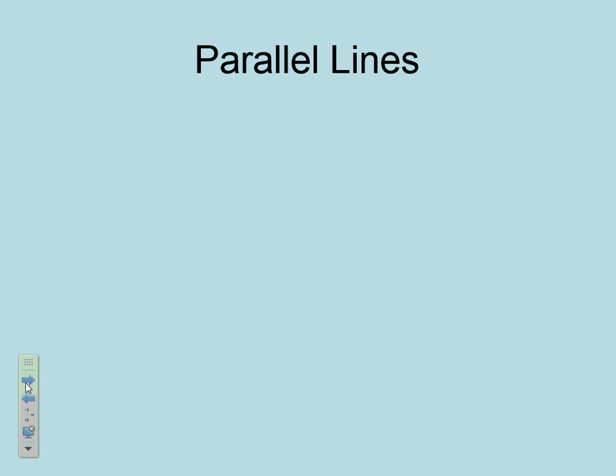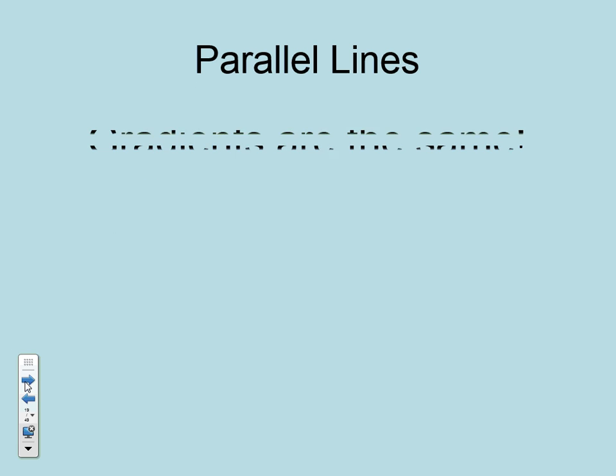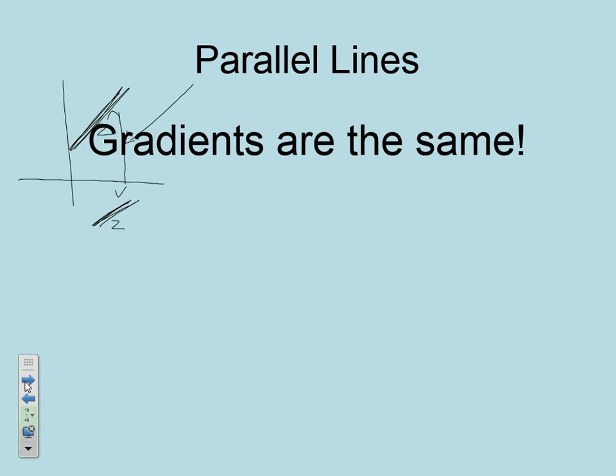Parallel lines. We had in lesson 1 a straight line here that had a gradient of 2, and there was another one down here that also had a gradient of 2. And I suggested that these two were linked by a certain word, and the word was parallel. The big thing you need to remember is that for parallel lines, their gradients are always the same.